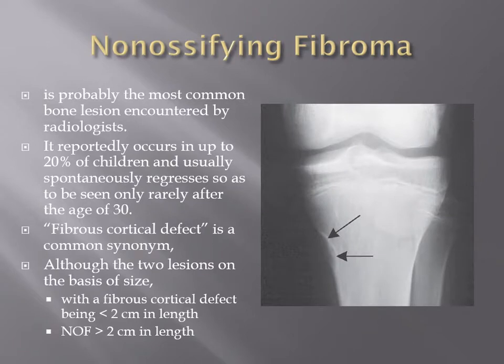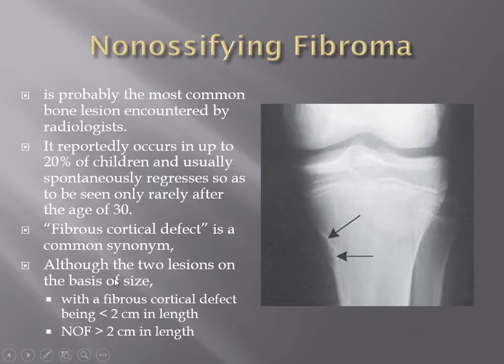Non-ossifying fibroma is the most common benign lesion we encounter. It can occur up to 20% in children, and usually regresses spontaneously, so it will be seen rarely after the age of 30. If seen, they will be more sclerotic. One of the main synonyms is fibrous cortical defect.